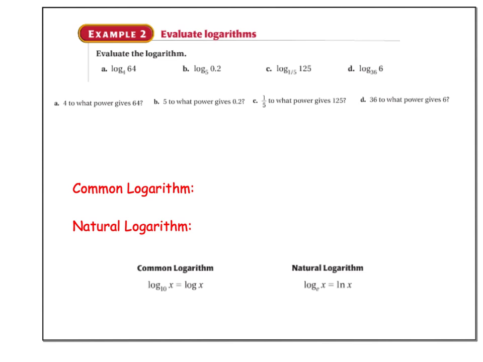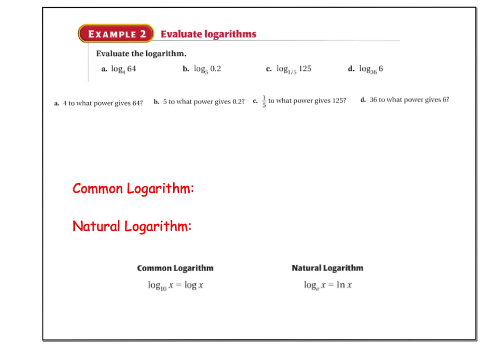Now we're going to evaluate logarithms now that we know kind of what they are. And if we look at our first example, we are asked to find log base 4 of 64. What the question is really asking is 4 to what power gives you 64, as it says right here. Sometimes people like to turn these back into exponential form to help them answer the question. You don't have to, but it is a technique. So what you're really thinking of is 4 to what power gives you 64.